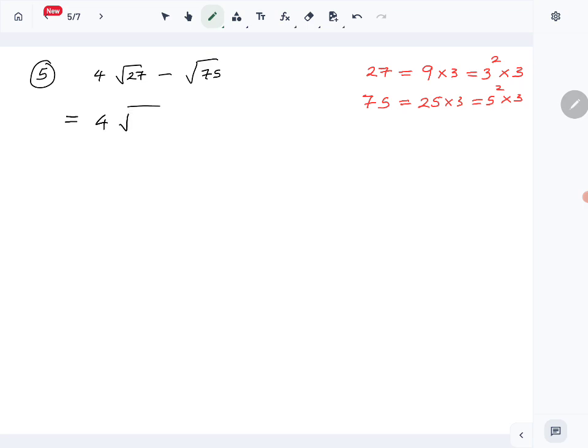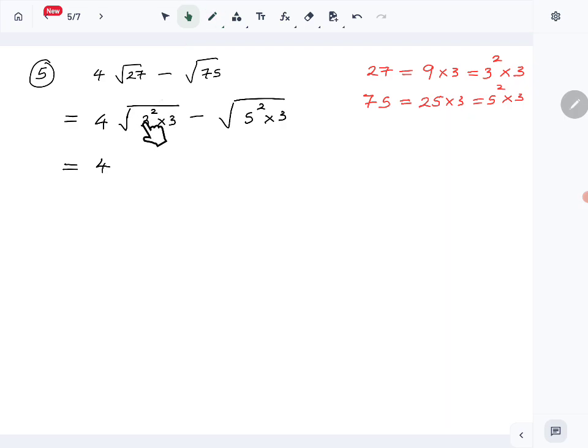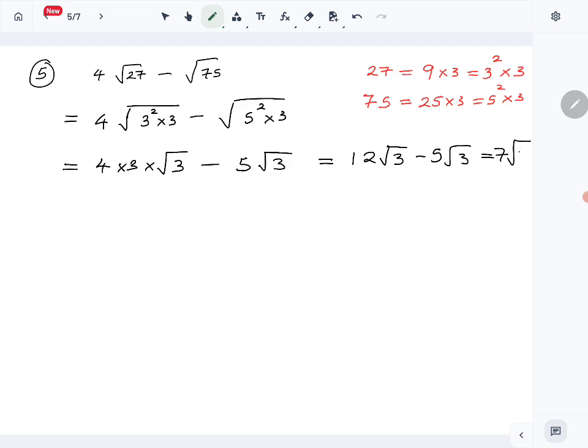Right. So then this can be written as what? 4 square root 27 can be written as 3 squared times 3 minus this one can be written as 5 squared times 3. Then this part, 3 squared becomes 3 outside. So 4 times 3 times square root 3. This one, 5 comes out. 5 times square root 3. So simplify, you get what? 12 square root 3 minus 5 square root 3. So that is what? 7 square root 3.